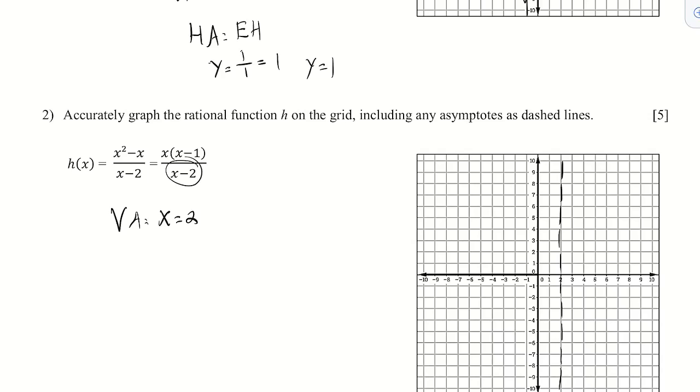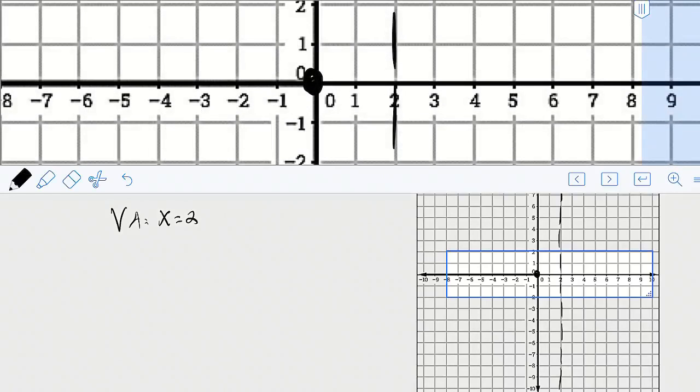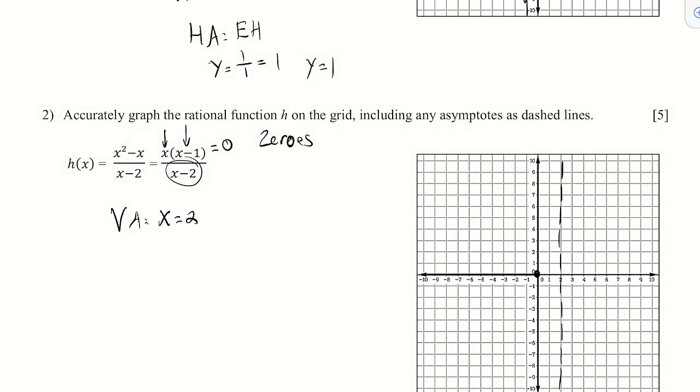The next thing I'm going to notice right here, when I set the top equal to 0, these are called my zeros. So those values are going to be 0 and 1. That means I have a point at 0, 0, and also at 1, 0. Now that looks kind of odd, especially for what this graph is going to look like in the end, but I do have those two values, just kind of how it's made up.